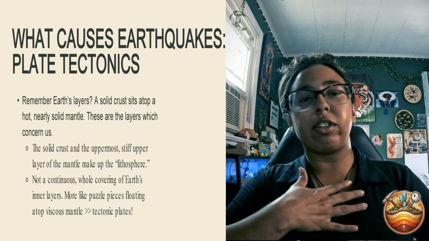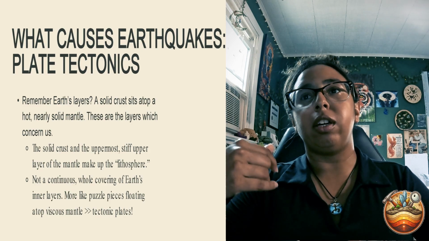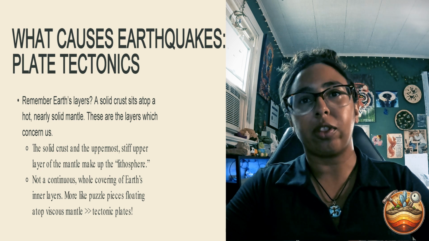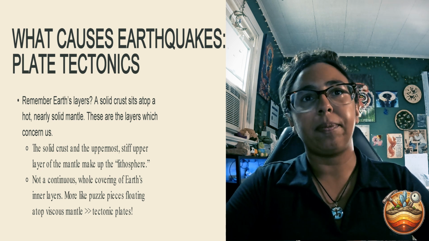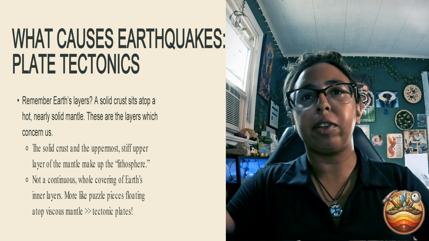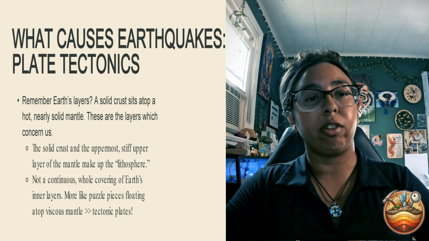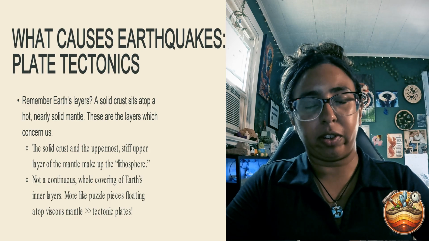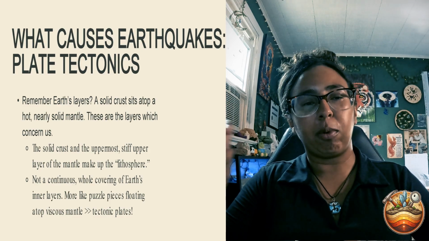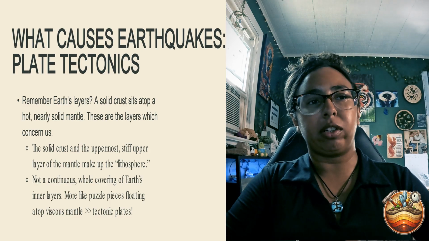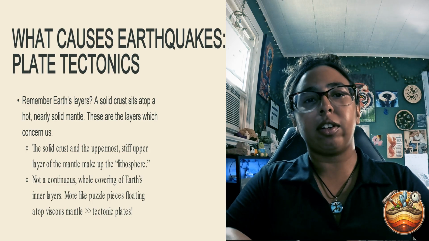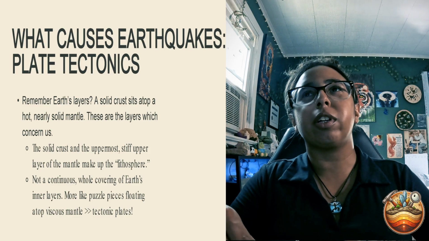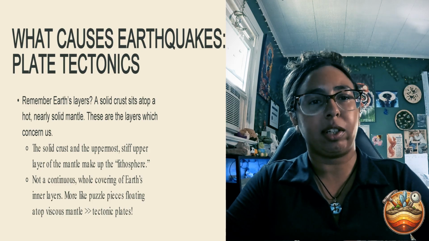And what we're interested in and what we're looking at today are the mechanical layers, like the lithosphere and all that stuff. Specifically, we are sticking with the lithosphere for today's discussion. So, just to recap, there's a solid crust that's sitting atop a hot, nearly solid mantle, and those are the layers which concern us. That's what makes up the lithosphere: that solid crust and the stiff uppermost layer of the mantle that behaves more like a solid. Because the rest of the mantle behaves somewhat similarly to a liquid, but it's more considered plastic or ductile behavior.